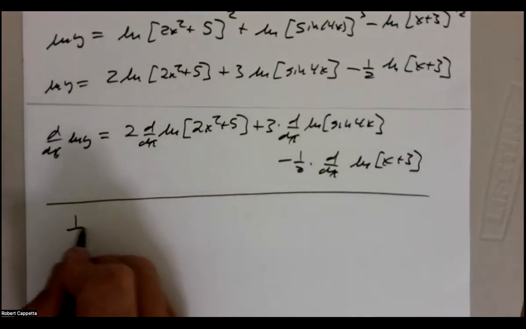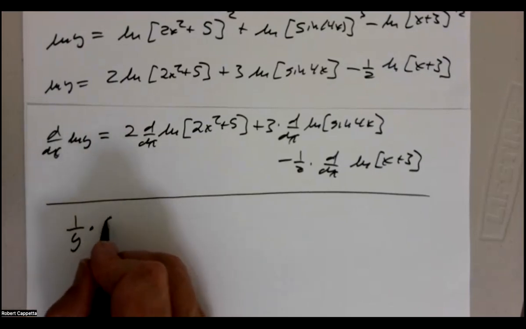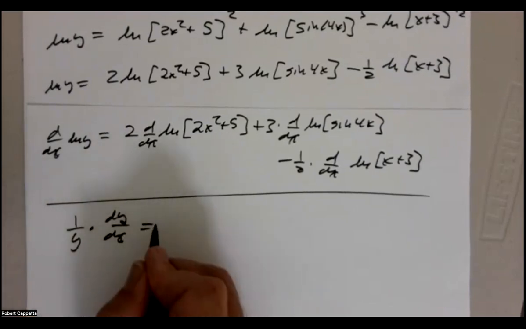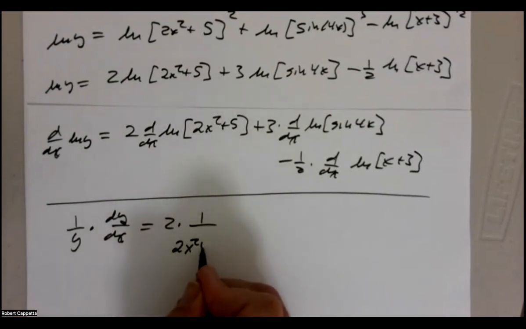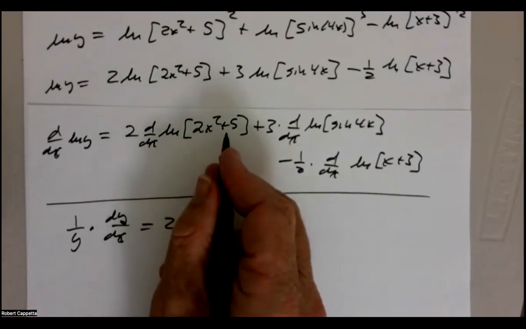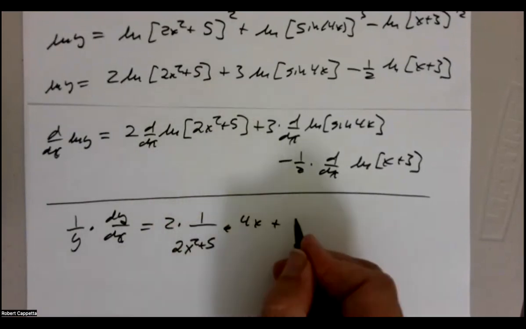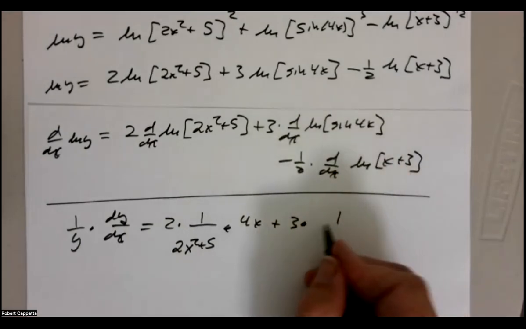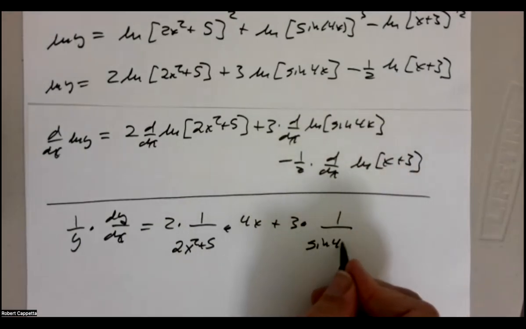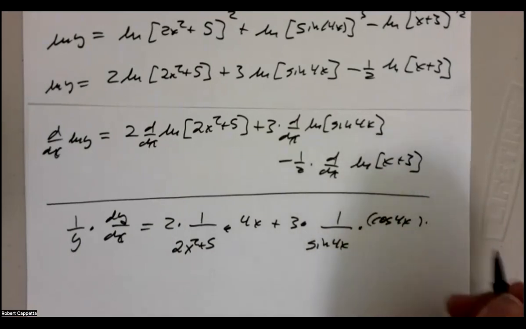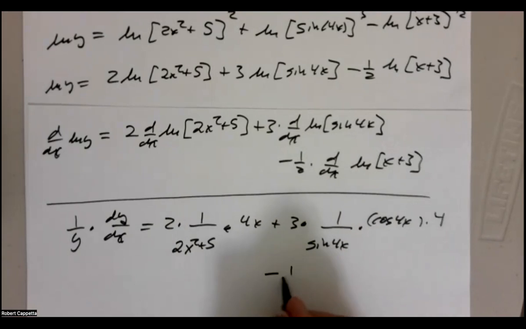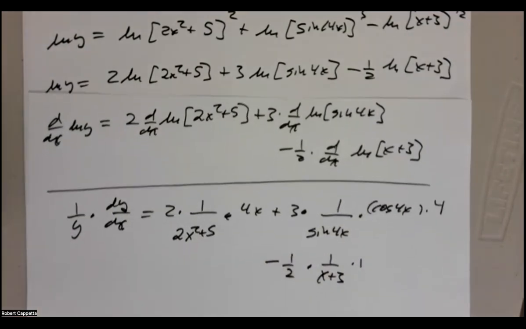The derivative of log y: 1 over y times the derivative with respect to x of y, dy dx, equals 2 times the derivative of log of something, 1 over the something, times its derivative. What's the derivative of 2x squared plus 5? 4x. Plus 3 times the derivative of the log of something, 1 over the something, 1 over the sine of 4x. What's the derivative of the sine of something? Cos of 4x, times the derivative of the something, times 4. Minus 1/2 the derivative of the log of x plus 3: 1 over x plus 3, and the derivative of x plus 3 is just 1.